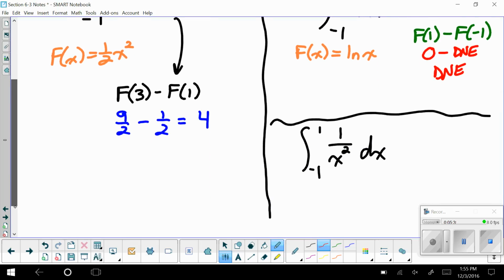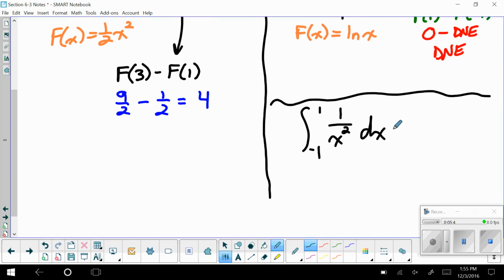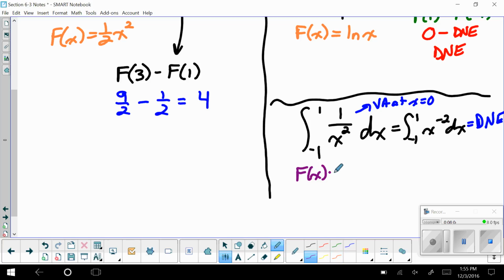However, if I were looking at 1 over x squared, well, this is the integral from -1 to 1 of x to the -2. Again, like with 1 over x, there is a vertical asymptote at x equals 0, so this really does not exist. However, again, if I were to look at antiderivatives, well, the antiderivative of x to the -2 is going to have x to the -1 and -1 in front of that. I can ignore the plus c like you've noticed I've been doing.